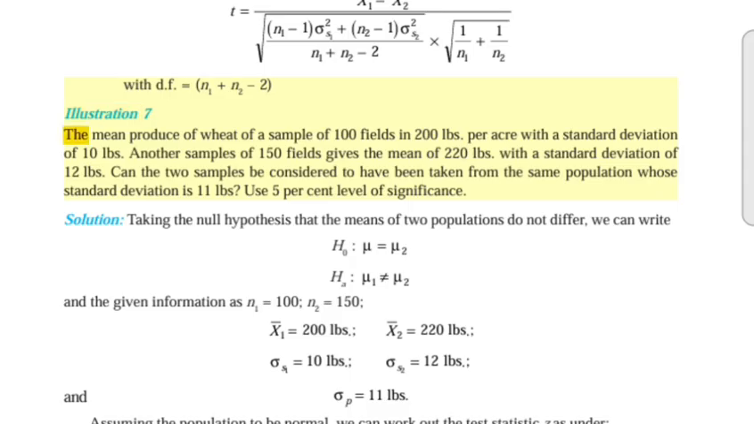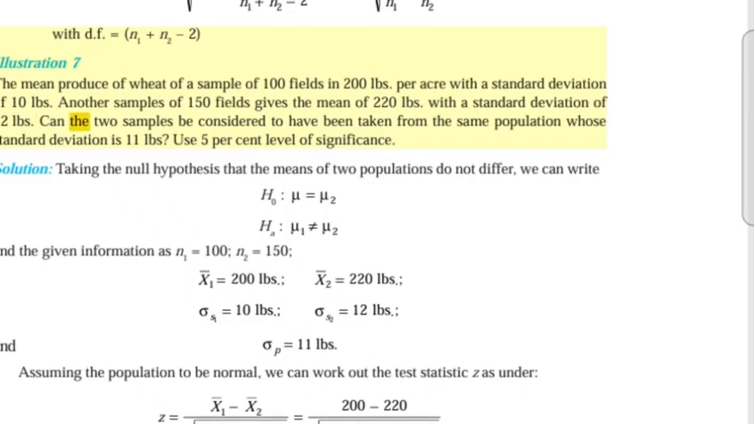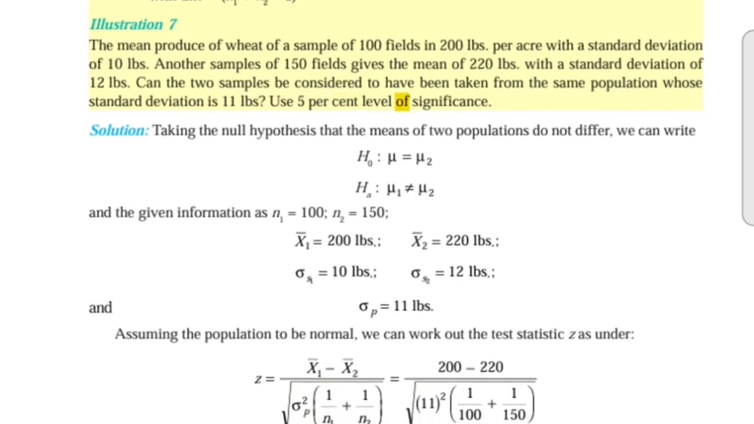Illustration 7. The mean produce of wheat of a sample of 100 fields is 200 pounds per acre with a standard deviation of 10 pounds. Another sample of 150 fields gives the mean of 220 pounds, with a standard deviation of 12 pounds. Can the two samples be considered to have been taken from the same population whose standard deviation is 11 pounds? Use 5% level of significance.